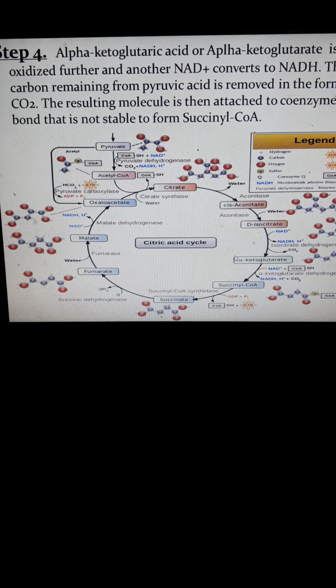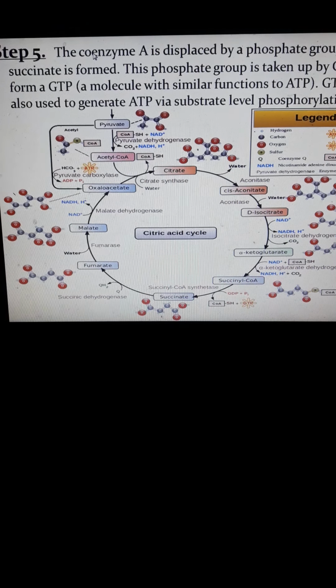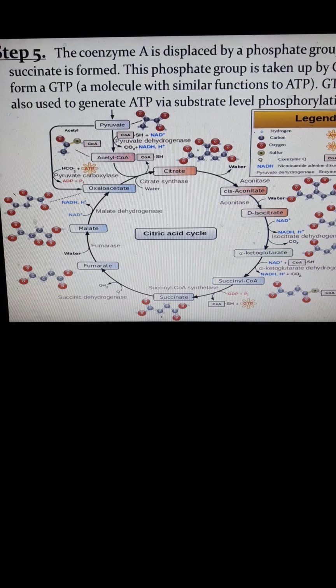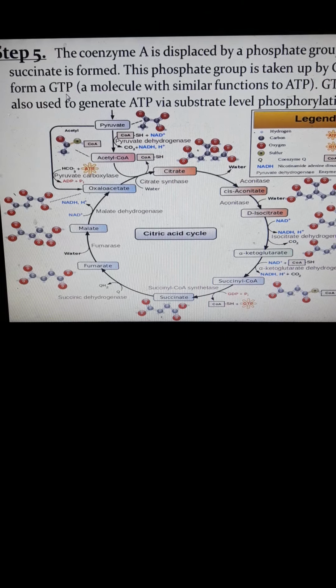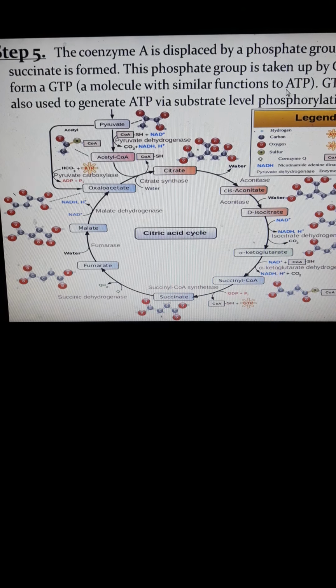Okay, so this is step number 4. So alpha ketoglutarate is oxidized to form succinyl coenzyme A. Okay. So step number 5. So the coenzyme A is displaced by the phosphate group. So the GDP is converted to GTP. So this phosphate group is taken by guanosine diphosphate to form guanosine triphosphate, a molecule with similar functions to ATP, meaning this is the source of energy.